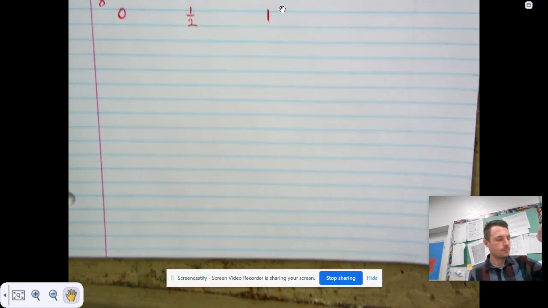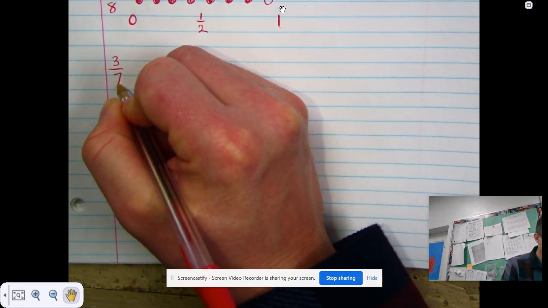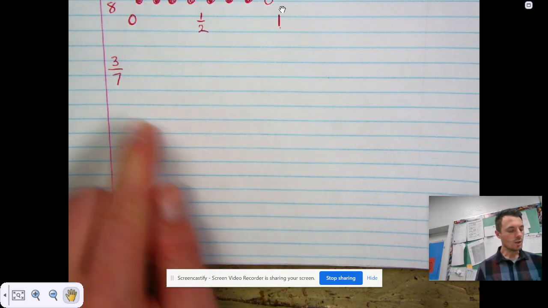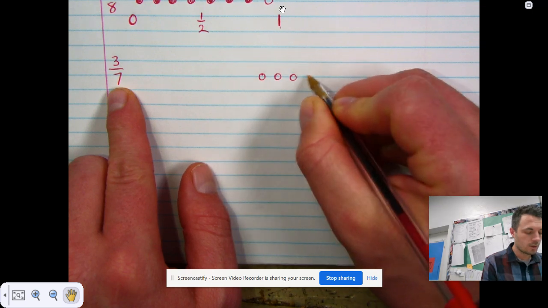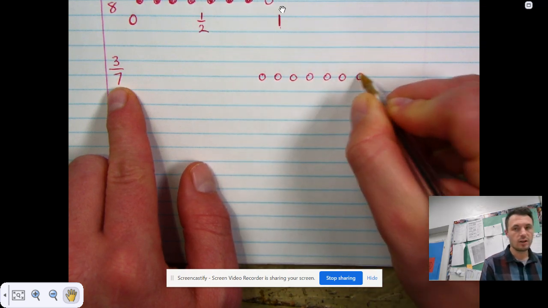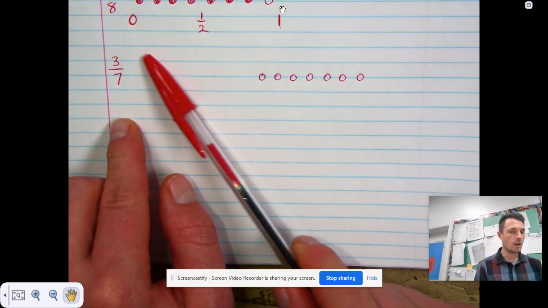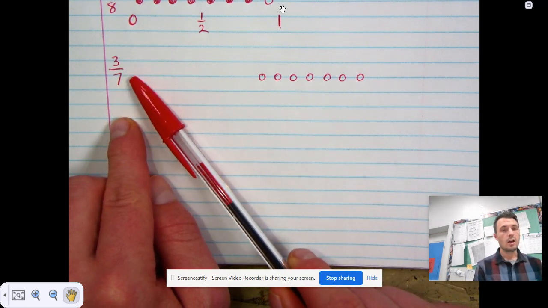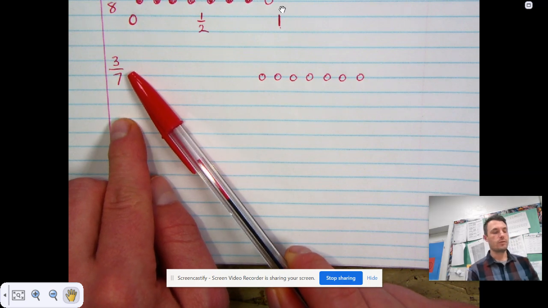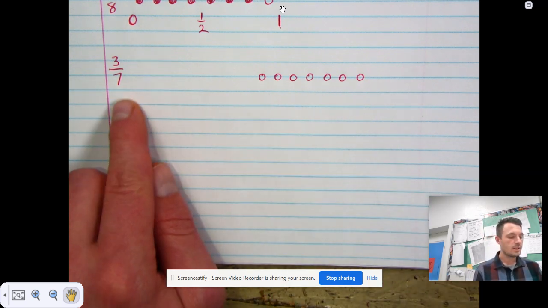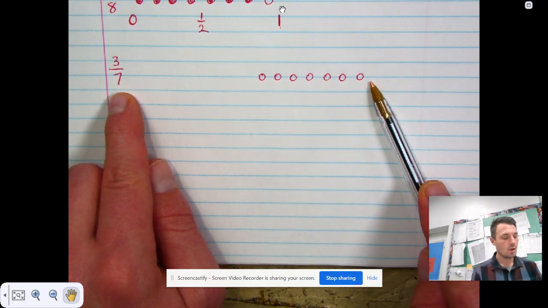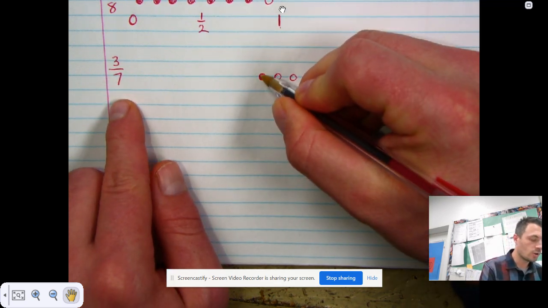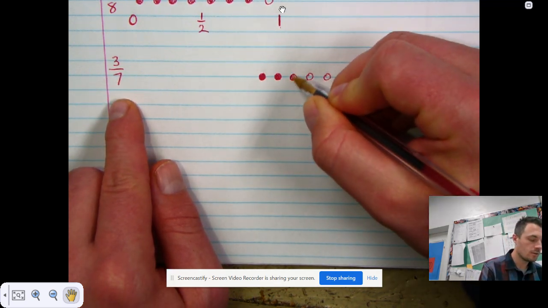Let's do another example. Let's say we had 3/7. Okay. Again, our denominator is 7, so we'll make 7 marbles. 1, 2, 3, 4, 5, 6, 7. And I'm scooting it over to the right more this time, so I have more room to write either about the same as 0, about the same as 1/2, or about the same as 1 right here. 7 is our denominator, so we make 7 marbles. 3 is our numerator, so we'll color in 3 of them red.